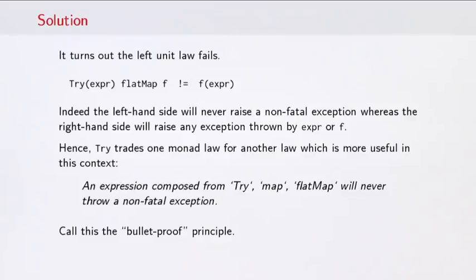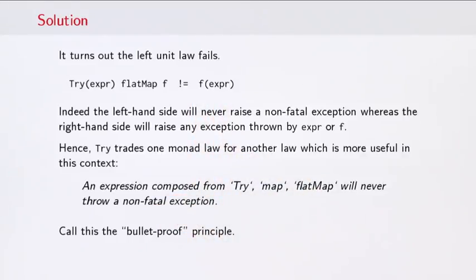So what's the left unit law for Tries? It says that the unit, so that would be Try, applied to an expression flatMap a function f would have to be the same as f applied directly to the expression on the left. But it isn't. We have a non-equality here. And why is that? Well, the left-hand side here, as we've seen, will never raise a non-fatal exception. Neither Try nor flatMap would. Whereas, of course, the right-hand side will raise any exception that's thrown by either f or expression.